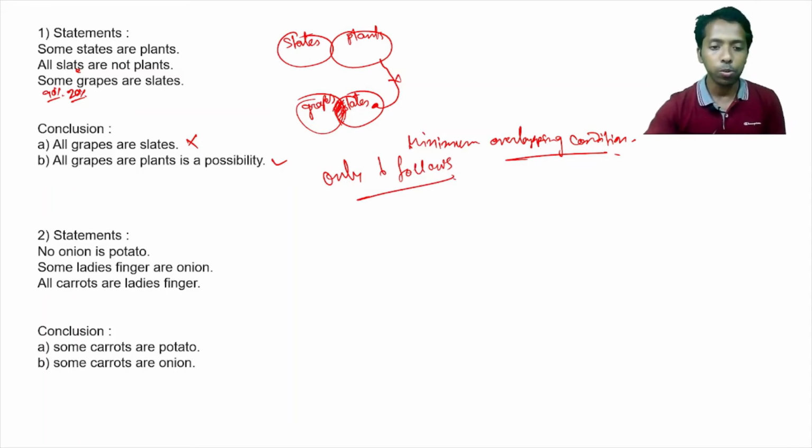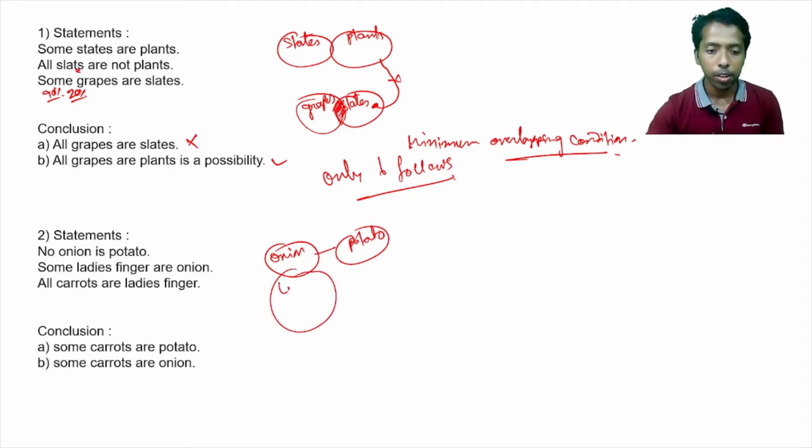Moving to statement 2: no onion is potato. So this is onion, no onion is potato. Some ladies' finger are onion, some ladies' finger are onion, all carrots are ladies' finger.